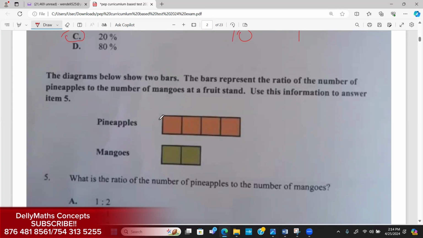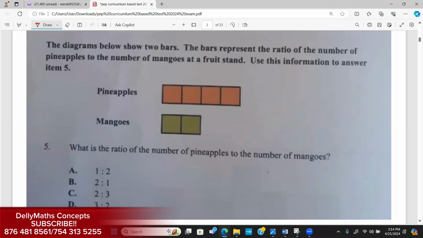The diagram below shows 2 bars. The bars represent the ratio of the number of pineapples, I want to pay attention to context, the number of pineapples to the number of mangoes, all right, at a fruit stand. Use this information to answer item 5. So we're seeing where this is pineapple and this is mango, all right. What is the ratio of the number of pineapples to the number of mangoes? Again, context, pineapple came first. So how many? We have 1, 2, 3, 4. We're looking at 4 in relation to 1, 2. So we have 4 to 2. This is for P and this is for M.